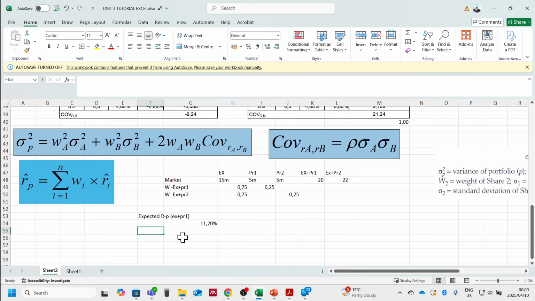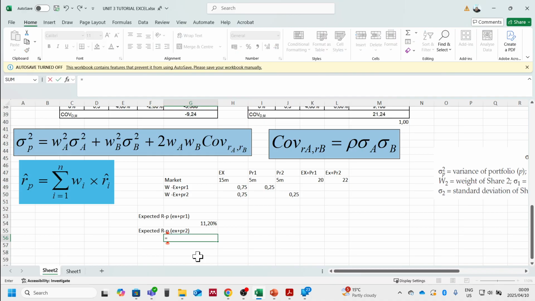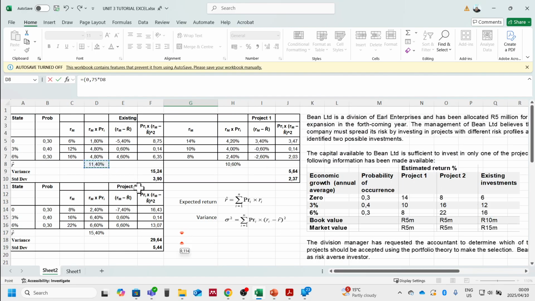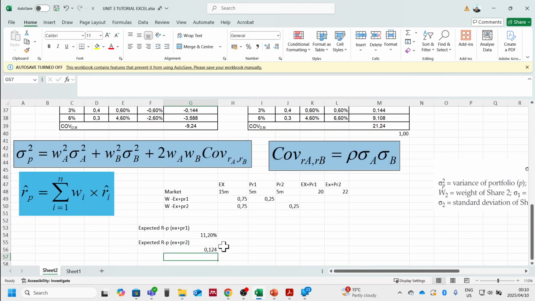So over here, we then do the one for existing, the expected return of the existing project and project number two, by saying that it's going to equal the weight of asset A, which is 0.75, multiplied by its return, which is 11.4%, close brackets, plus open brackets, 0.25, which is the weight of project number two, multiplied by the expected return, close brackets. This will then give us 12.4%.